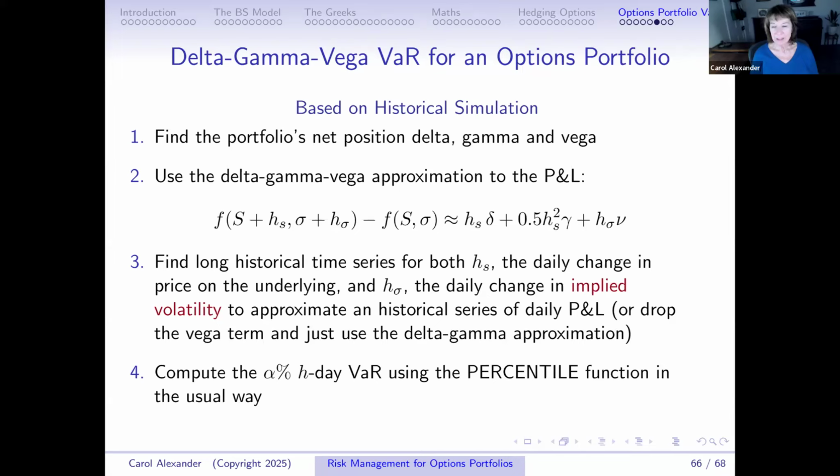We probably use something like an at-the-money volatility or the VIX index, but I haven't really talked about implied volatility in this module. It's a little bit beyond the scope. So I'm just going to ignore that, and I'm only going to do a delta gamma demonstration. And once you've got your historical time series of P&L, we just use the percentile function in the usual way to get the VaR.